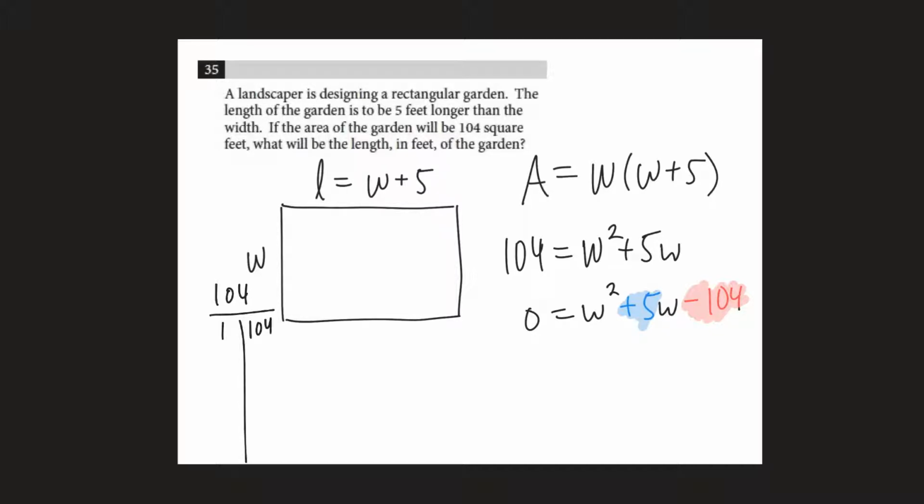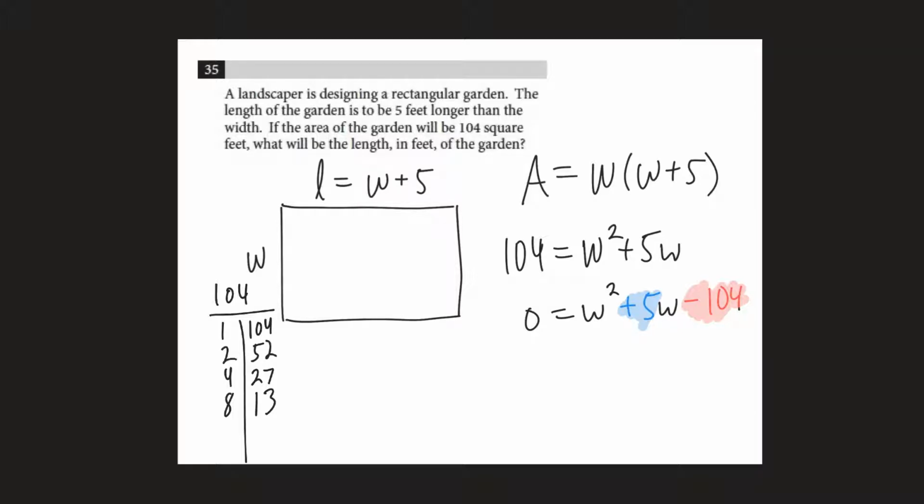1 and 104, 2 and 52. Check 3. No, 3 doesn't go in. 4, yeah, sure, 4 goes in 26 times. 5 doesn't go in. 6 can't because 3 can't. 7, 104 divided by 7, no, 7 doesn't go in. I'm just going to check on my calculator right here. Does 8 go in? Yeah, 8 goes in. I think 8 goes into 80 and then 24, so 8 would go in 10 times and then 3.